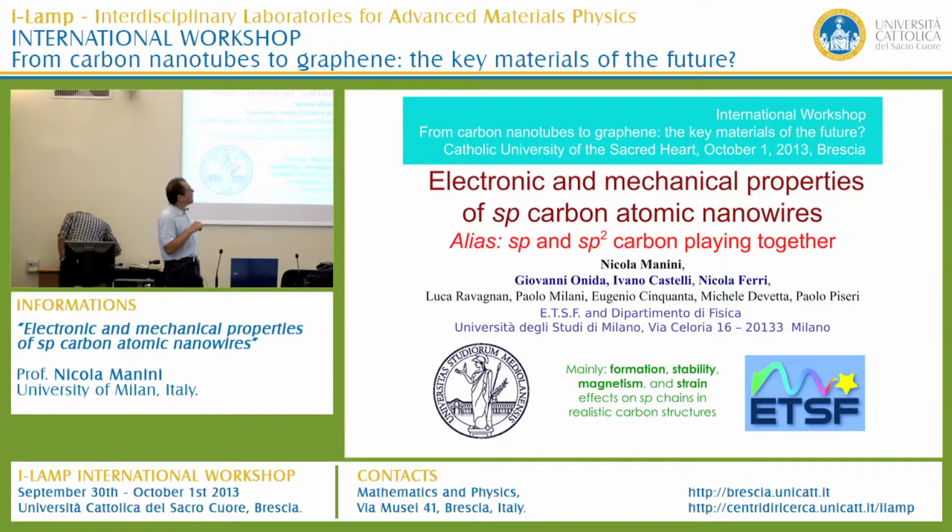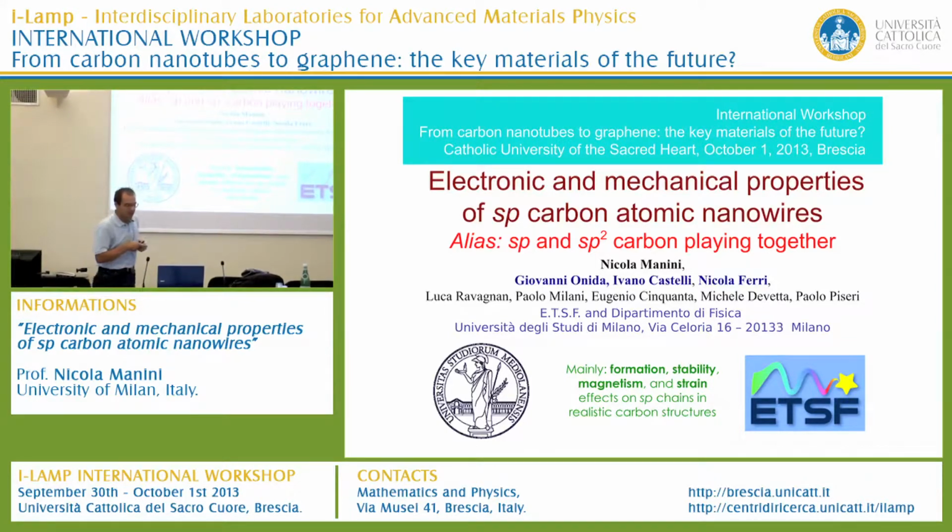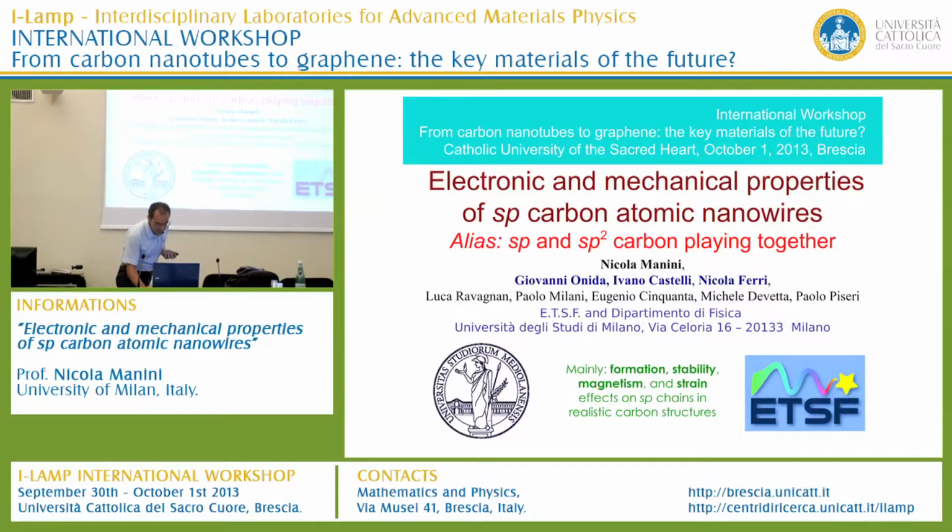So today I'm going to discuss a little bit about properties of those carbynes in interaction with sp2 carbon, which is basically graphene. These carbynes are sp carbon chains, and we've done this work in collaboration with our experimental group in Milan, a group led by Paolo Milani. The experimental group are actually synthesizing and characterizing those compounds, and the theoretical team involves Giovanni Onida and some students or former students of ours.